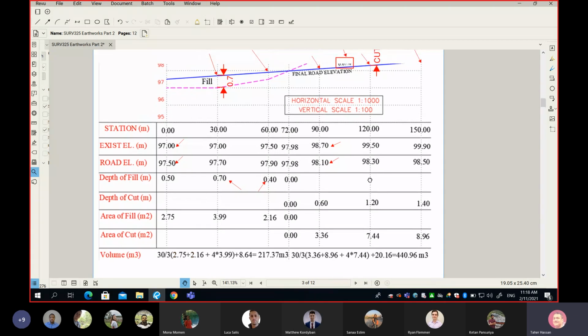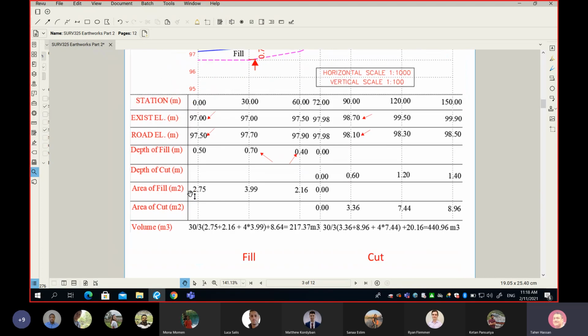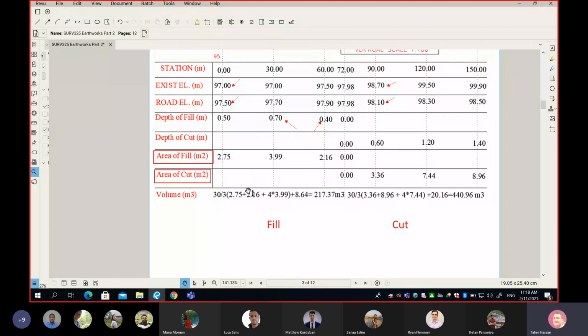Okay, next we simply have to do the cross-section area. Look at this. So we have to add to our table two more rows. One is called area of fill, and this one here is called area of cut. And those are not side areas. Those are cross-section areas. Now, I'm going to give you some example on how to do that.